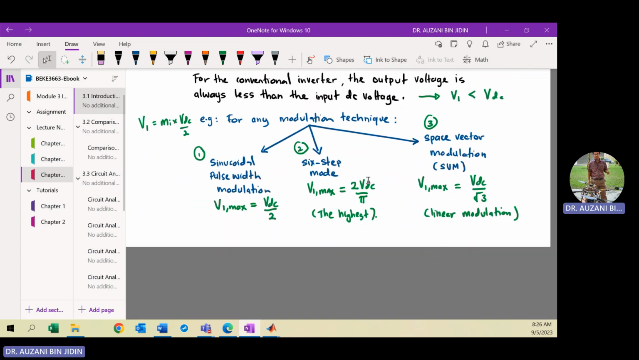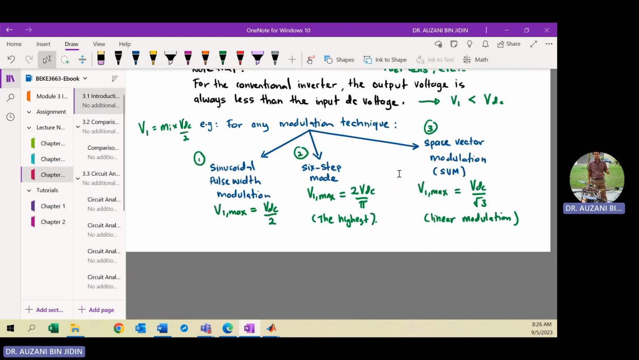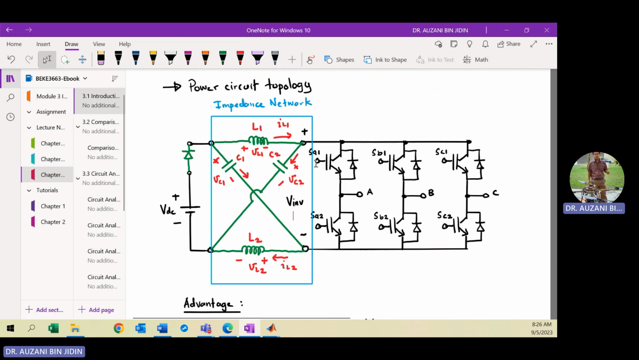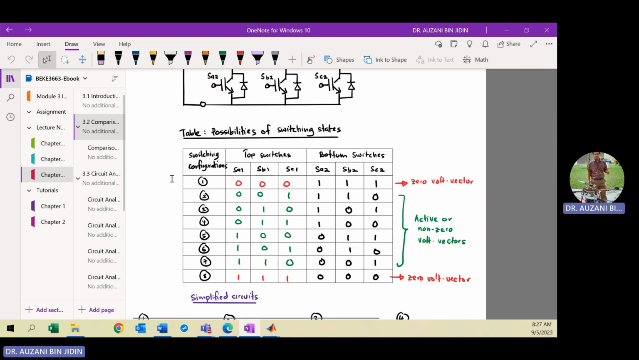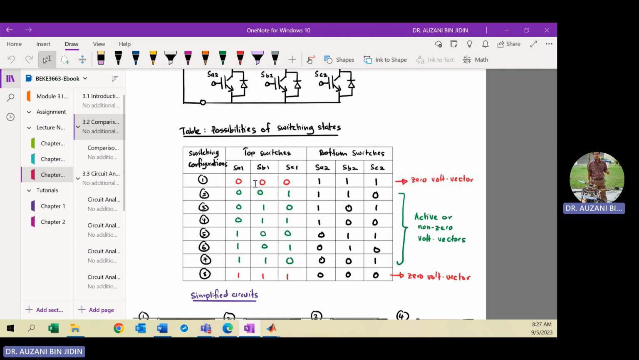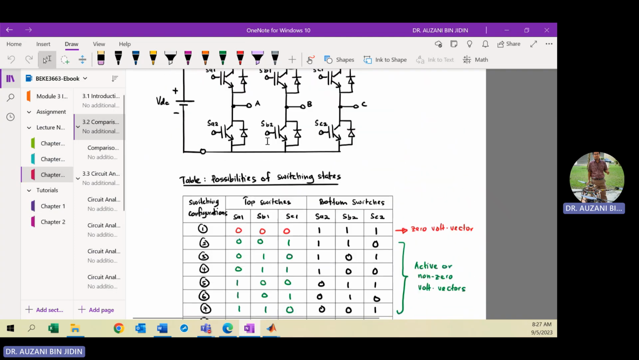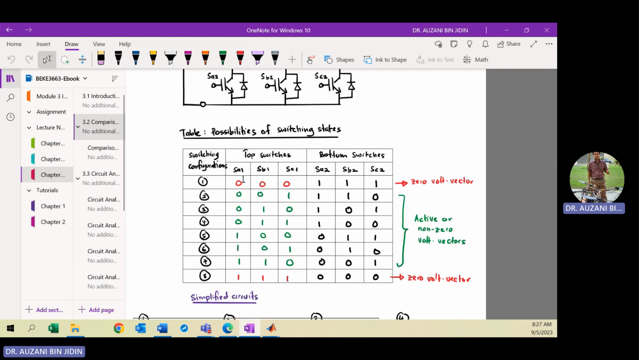So in order to increase the voltage, to boost the voltage by applying the Z source, you need to modify the original circuit of the inverter by inserting the impedance network in between the DC source and the inverter. Then here we also compare the switching state operation for the conventional inverter using sinusoidal pulse width modulation, where the switching operation is complementary.